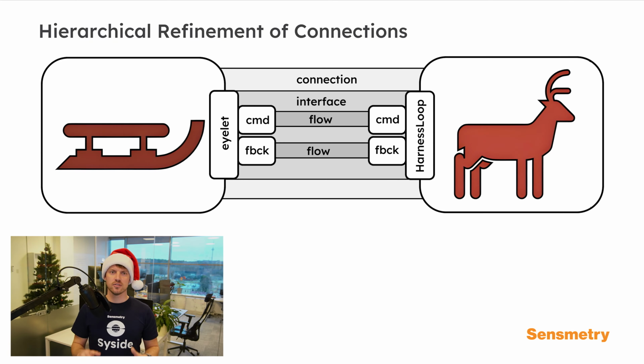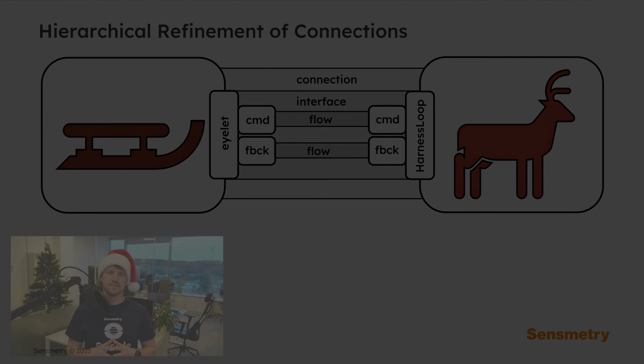This is a powerful hierarchical refinement pattern illustrated by this diagram. The outer layer shows the connection between sleigh and reindeer. The middle layer shows the interface between eyelet and harness loop ports. The inner layer shows the actual flows, commands going one direction, feedback going the other direction.